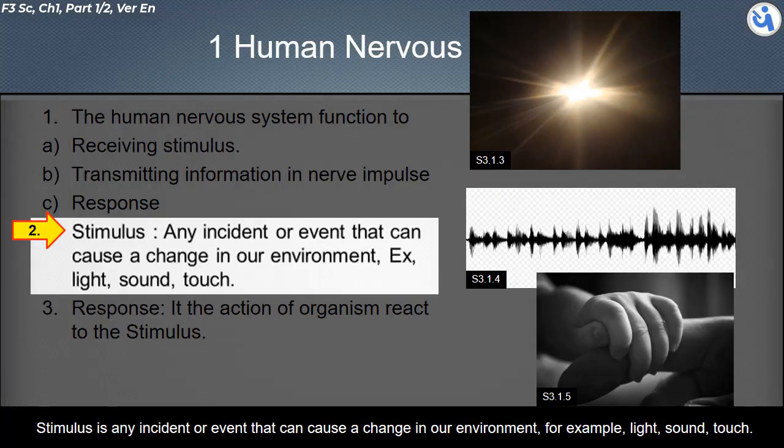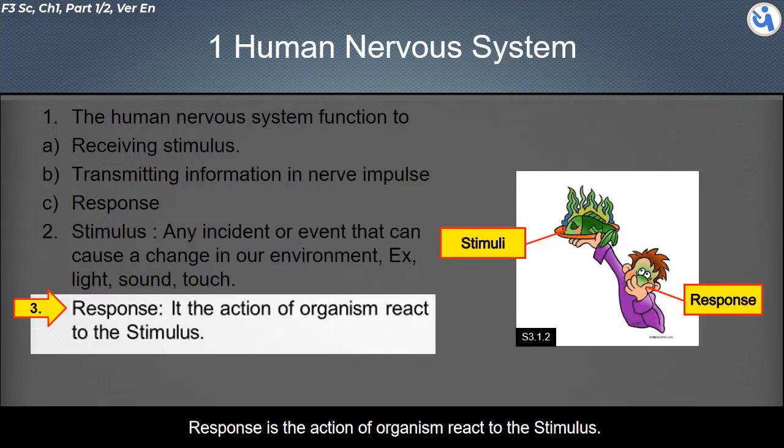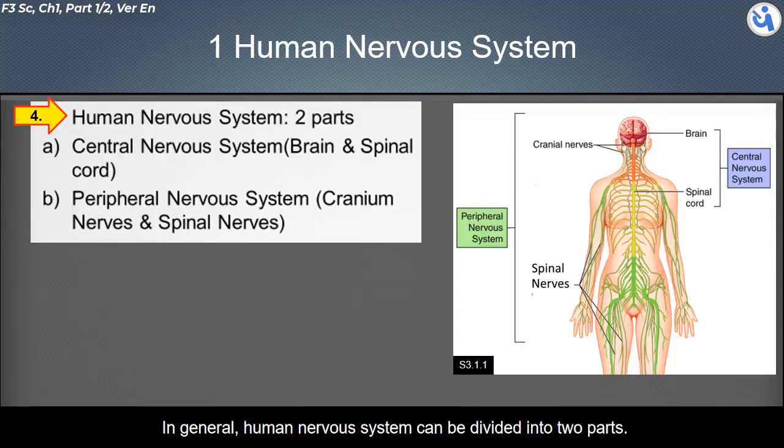Stimulus is any incident or event that can cause a change in our environment, for example, light, sound, and touch. Response is the action of an organism reacting to the stimulus. In general, the human nervous system can be divided into two parts.